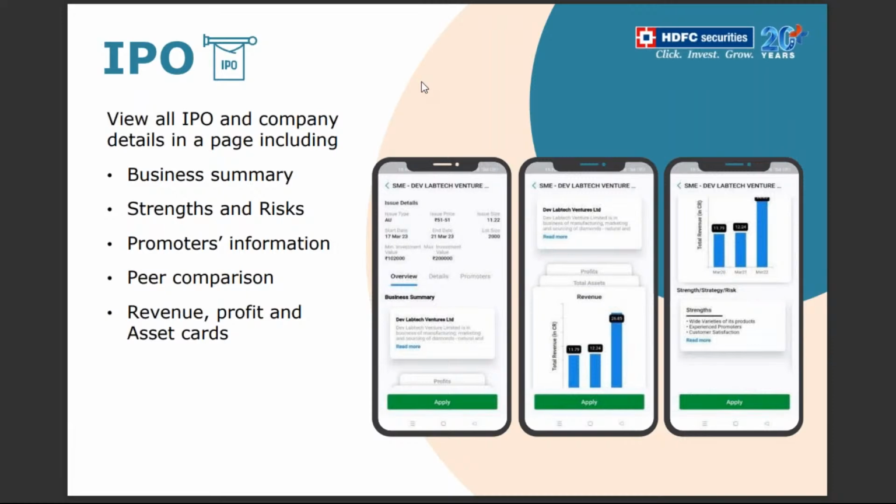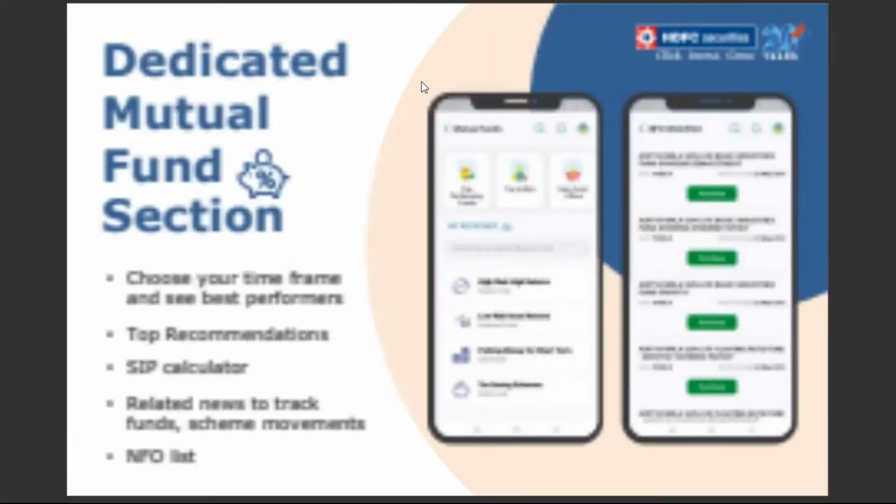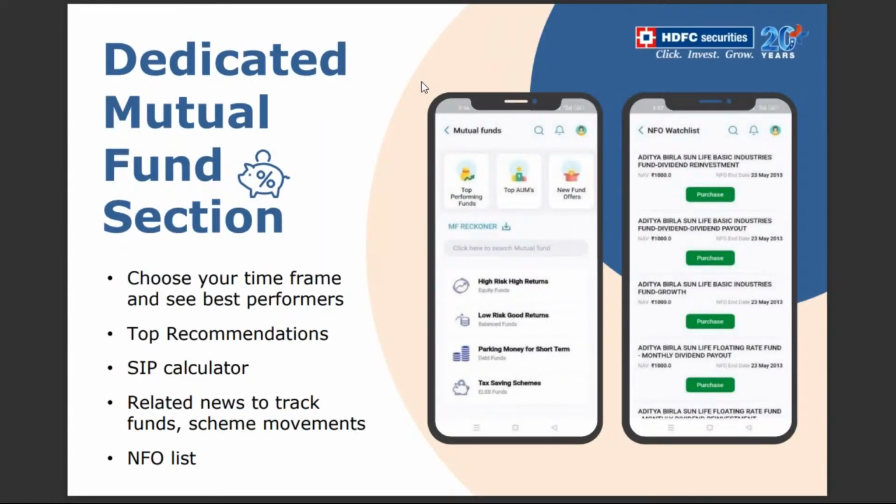So the IPO page is an interesting page where you will get all the data about the particular IPOs which are listed on the particular day. And the next page is the dedicated mutual fund section. Under this, you can see the best performing funds among the mutual funds, and what recommendations we are giving.